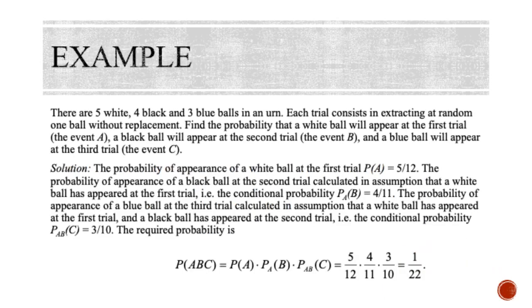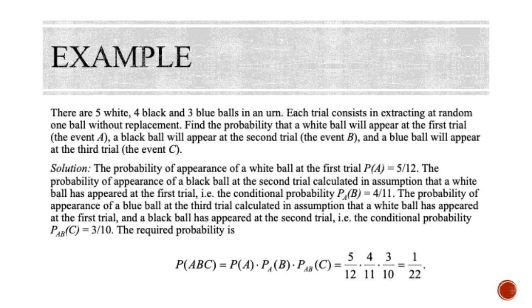Let's work through a complete example to see the multiplication theorem in action. We have an urn containing 12 balls, 5 white, 4 black, and 3 blue. We're going to draw 3 balls without replacement, meaning we don't put them back after each draw. We want to find the probability that the first ball drawn is white, the second ball is black, and the third ball is blue. This is a classic application of the multiplication theorem.